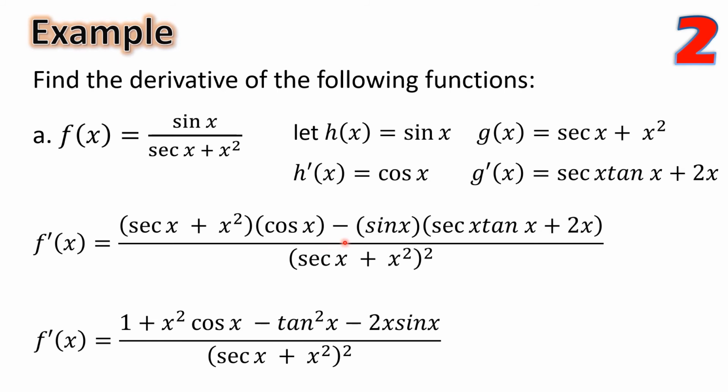Next, we have minus sine x times secant x tangent x. Since secant x is 1 over cosine x, multiplying that by sine x, that will be sine x over cosine x, and that is tangent x. Therefore, we have minus tangent squared x. The negative sine x times 2x, that is negative 2x sine x. And then, in the denominator, we have the square of secant x plus x squared.